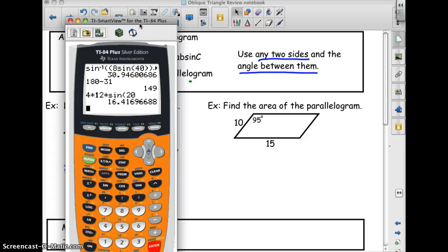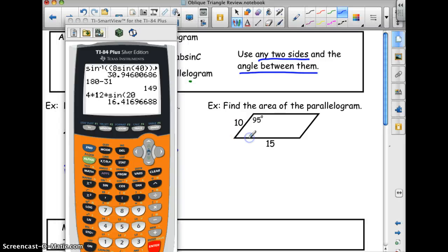All right, now this one here, I've got 10 and 15, and it doesn't look like I have the angle between them. But with a parallelogram, what you have to keep in mind is, well, two things. Consecutive angles are supplementary, so I could figure out what this angle is. And also with parallelograms, the opposite sides are congruent. So really, I do have two sides and the angle between them. So I could just do that.